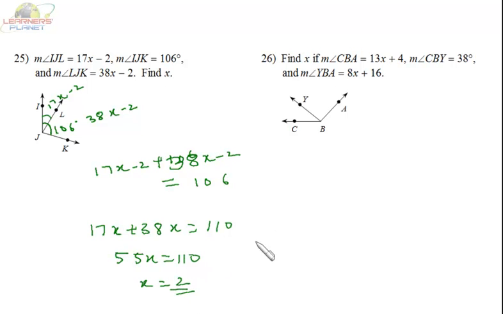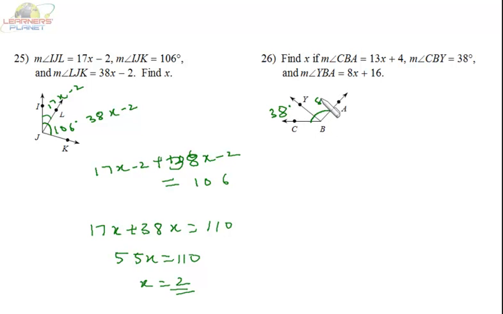Okay. Now in this question, the measure of angle CBA, this complete angle, is 13x plus 4. And angle CBY, this angle, is 38 degrees.